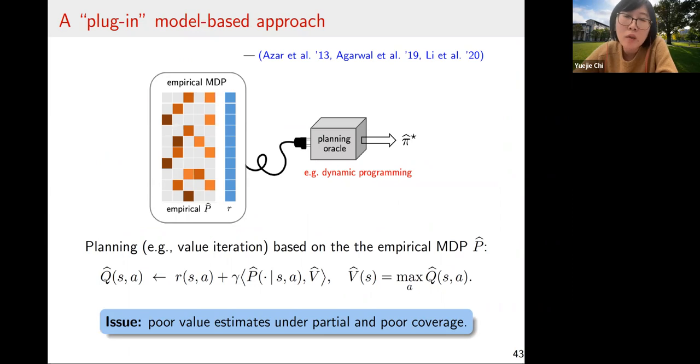So let me try to maybe speed up a little bit. One of the approaches we are looking at here is the so-called model-based approach, which tries to first use the data to generate an empirical model and then plug this model into a dynamic programming oracle, hoping that it can find a good policy for us. However, again, because of poor coverage issues and the sample limits, this doesn't really work well in this kind of offline setting, because some of the entries in the model can be very poorly estimated.